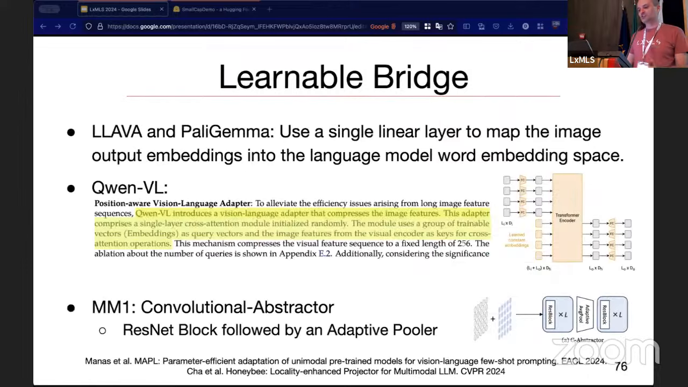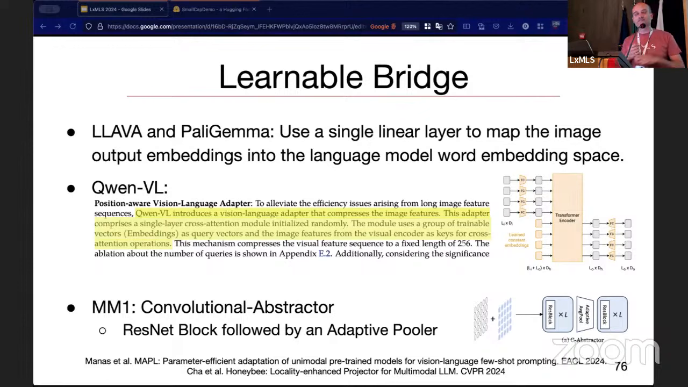In terms of the learnable bridge, well, LLaVA and PaliGemma use the same thing, which is a single linear layer, which is going to map the image output embeddings from the vision transformer into the language model embedding space. And this is the only thing you typically estimate. The Qwen-VL model uses a vision language adapter, which takes all of the image output embeddings and puts them through a transformer, in this case, through a cross-attention layer.